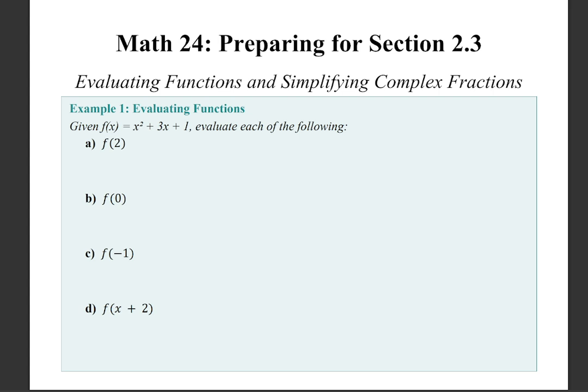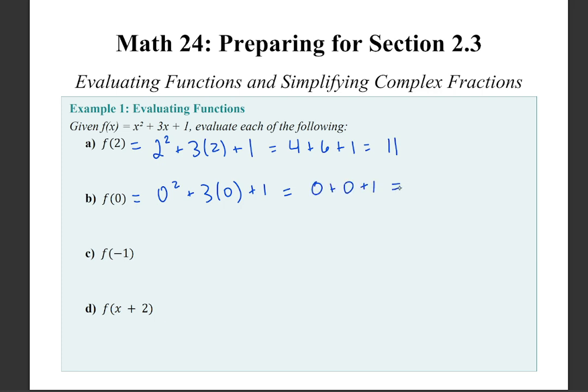So f of 2, I see 2 in place of where the x sits, so I want to replace everywhere I see an x with a 2. So f of 2 equals 2 squared plus 3 times 2 plus 1. Well, that's 4 plus 6 plus 1, which is 11. Similarly, we can look at f of 0. So we plug in 0 everywhere we see an x. 0 squared plus 3 times 0 plus 1, which is just 0 plus 0 plus 1, so we get 1.